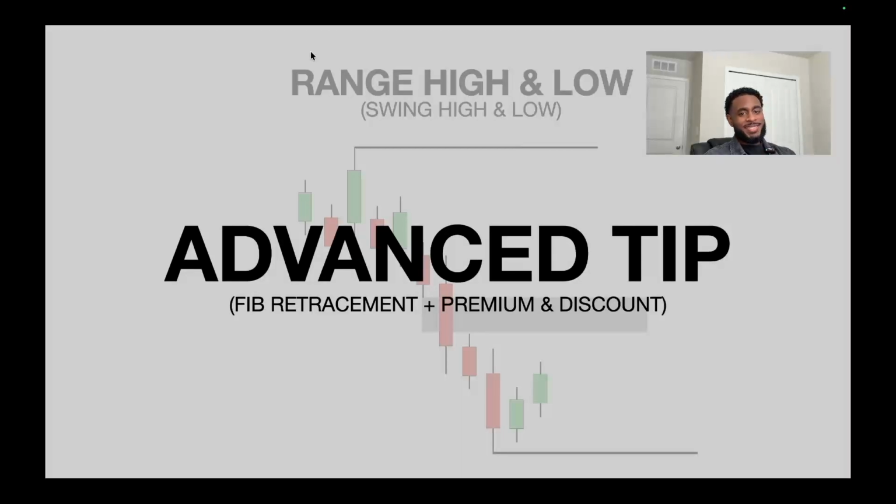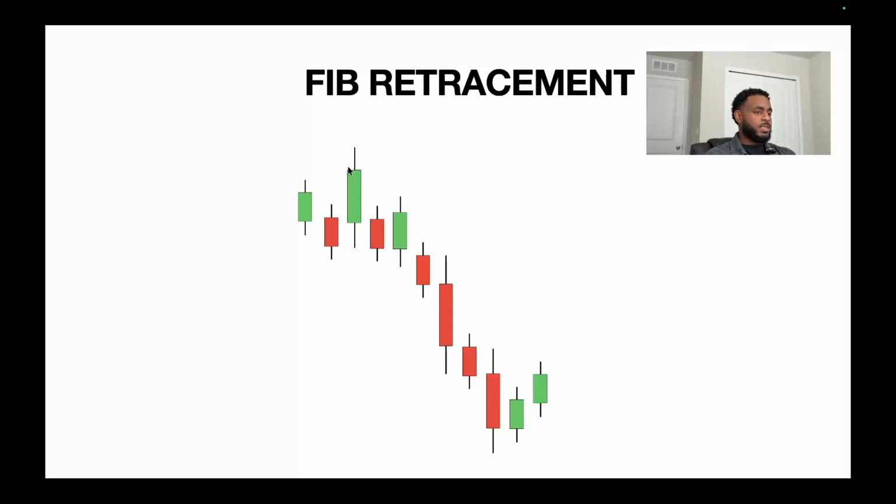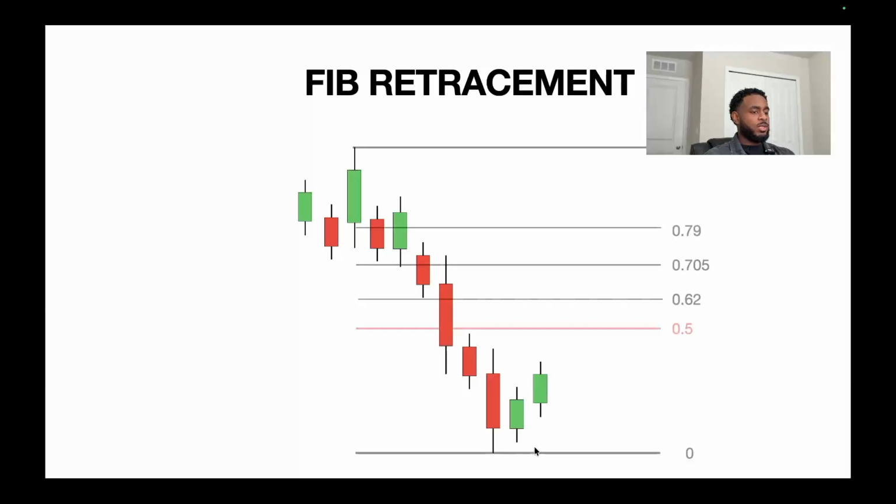Now for an advanced tip, we're talking fib retracements plus premium and discount. A fib retracement is, instead of using the trend line tool and just drawing it out manually, you're going to go into your TradingView or whatever platform you use. You're going to find your fib retracement tool. You're going to click and hold at this swing high and pull down to your swing low.